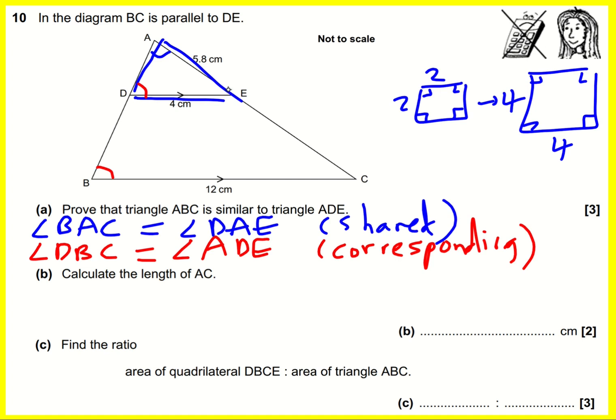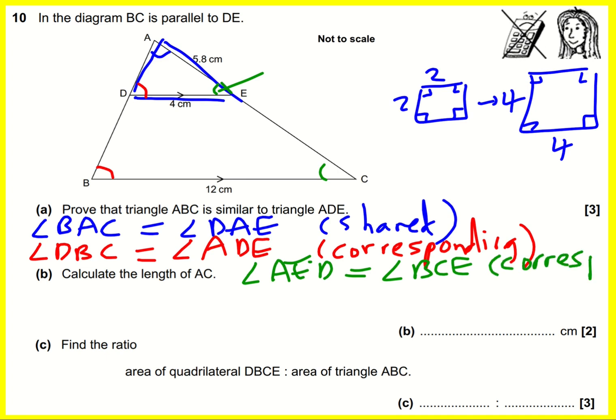Nearly there, we've just got to deal with these two and exactly the same thing. These are corresponding, so I can say that angle AED, that's this one here, is equal to angle BCE. That's this one on the bottom right. Again, corresponding. And because the angles are equal, that means it's similar. Therefore, they are similar. I don't think you need to write anything else. I think that's enough.